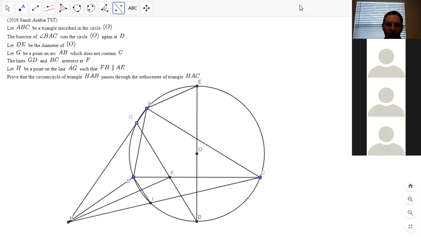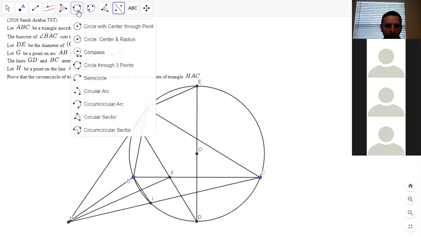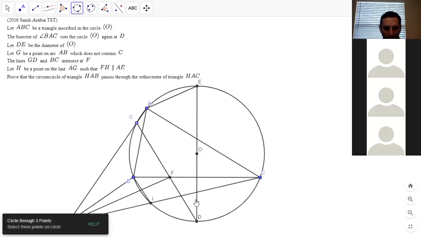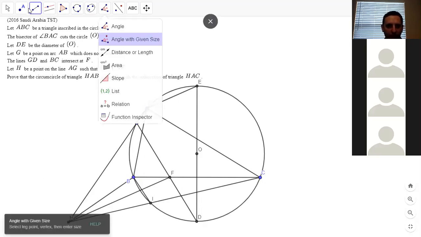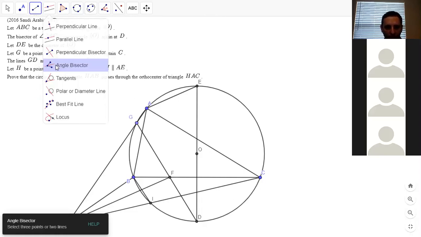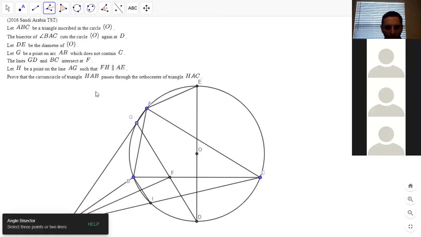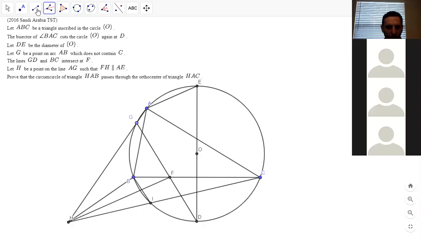I wonder if there's any cyclic quads passing through H. Is HBFT cyclic? No. Looks like HF is the angle bisector of BHI. Interesting. So we have one angle bisector. Let's see if we could, can you label the intersection of HB and the circumcircle? Yeah.